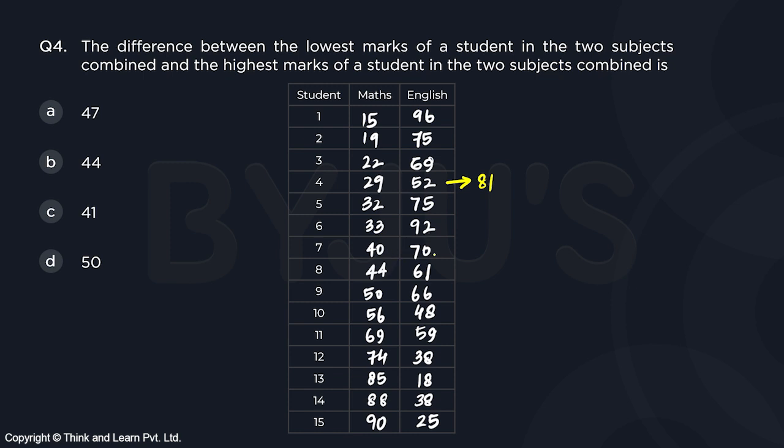This is more than 100, and so are all the others. So all the other pairs of values are more than 100. So 81 is the lowest.